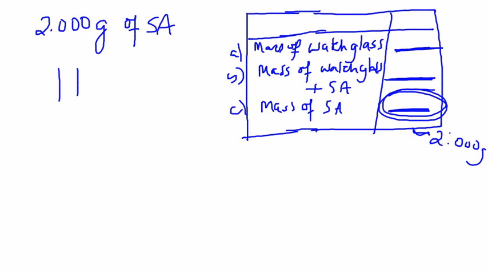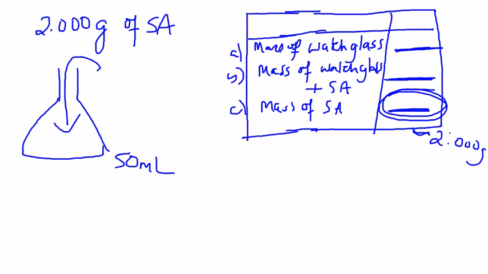And then you're going to put this 2 gram salicylic acid in an Erlenmeyer flask. We're going to take a 50 milliliter Erlenmeyer flask, and we're going to put that in. We will then add acetic anhydride to that.